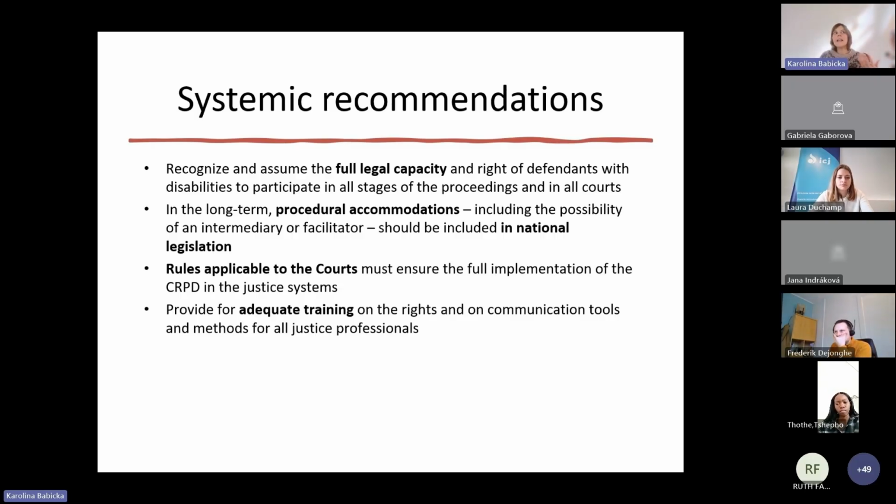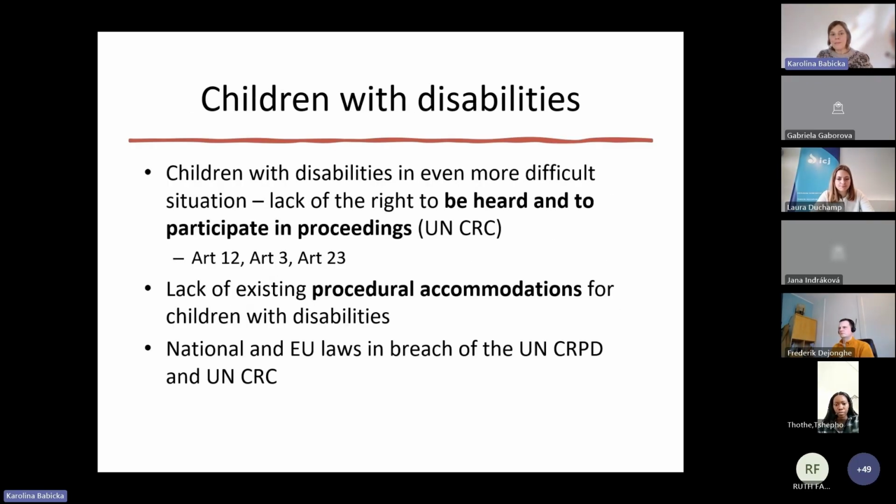And as I mentioned in the beginning, in some cases, the bench books that were already developed at national level could serve the courts in some of these countries as a practical tool to really adapt the proceedings. And finally, there needs to be systematic training provided for all justice actors on the rights and on communication with persons with disabilities. Just to say, the bench book is more general. It applies to all persons with disabilities, not just children, and it focuses on criminal proceedings and defendants specifically.